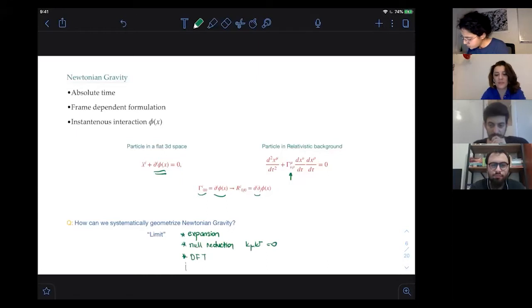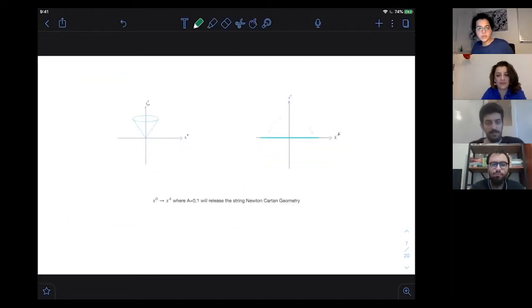Okay, so let's get started. I should describe the limiting procedure, and for this, let me say a few things about the causal structure. On the left-hand side, you see a relativistic particle and the light cone, and the light cone towards the time direction.